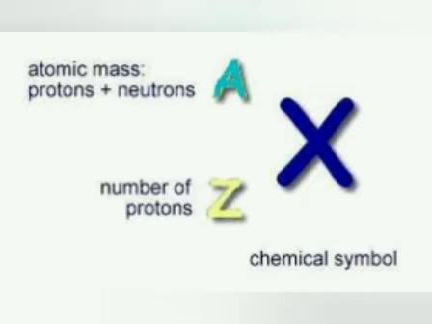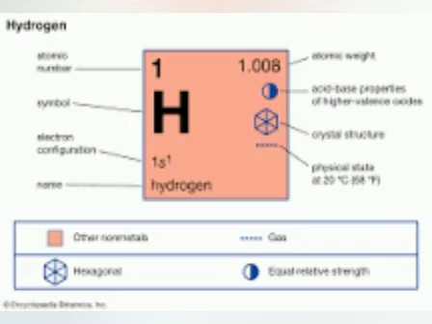Next term is atomic number. Atomic number is represented by letter Z. The atomic number is always equal to the number of protons and also it is equal to the number of electrons in a neutral atom. Hydrogen has the lowest atomic number and oxygen has the highest atomic number.